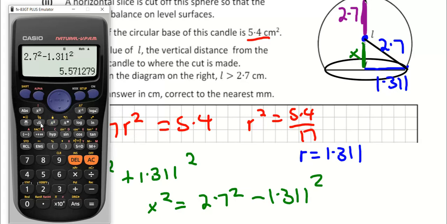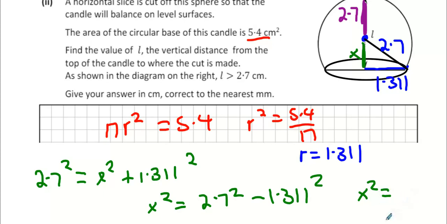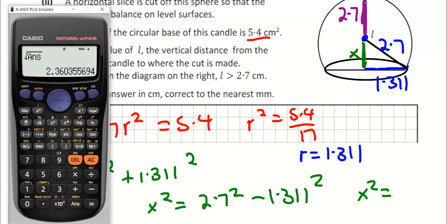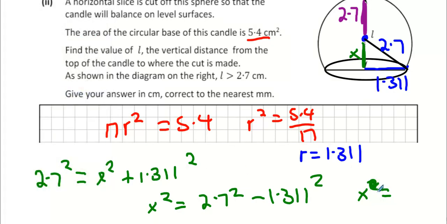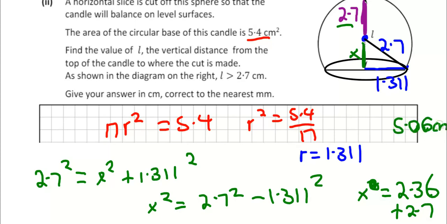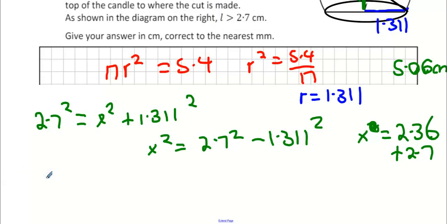Square root that. We got 2.36. Yeah, I'll do that now. So what did I say it was earlier? 5 point something. We all know how to get that now, don't we? So 2.36. We've got to add that 2.36 onto the 2.7. We've got 5.06. Cool. So just while we're here, I said 5.06. Is that 0.6 centimeters though?